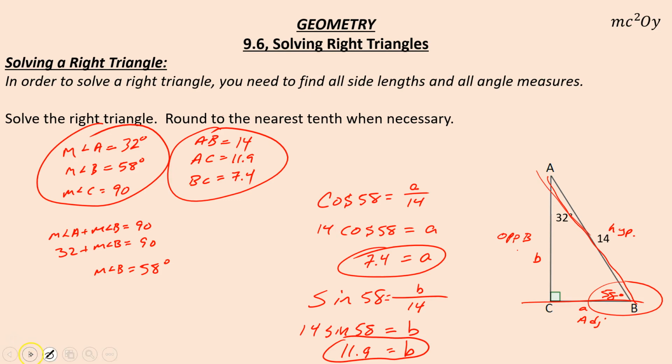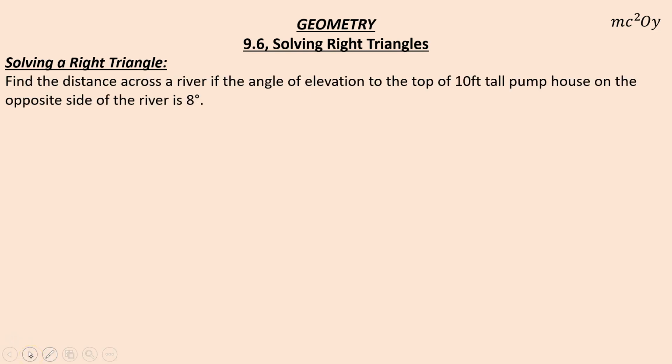All right, one last thing, a quick story problem. Find the distance across the river if the angle of elevation to the top of the 10-foot tall pump house on the other opposite side of the river is 8 degrees. So let's switch up colors here. So we have this river. Okay. We have this pump house, which is right on the edge of the river. There's a pump in it to pump water of some sort. And then we have this angle of elevation of someone standing right here on one side of the river, looking up to the pump house, and you have an 8-degree angle of elevation from a horizontal.